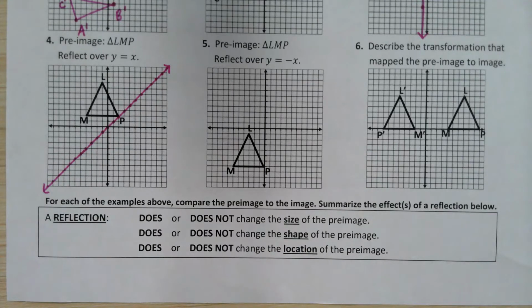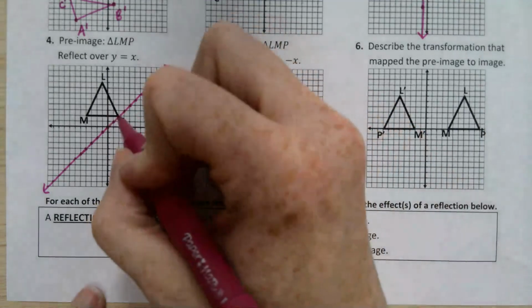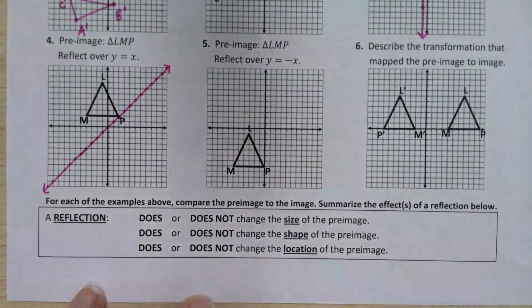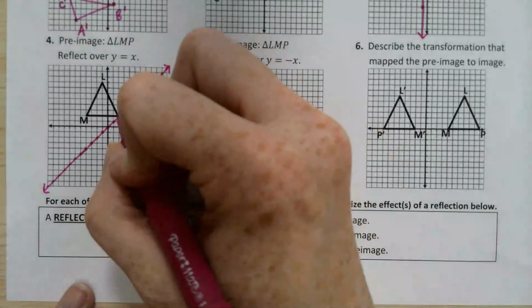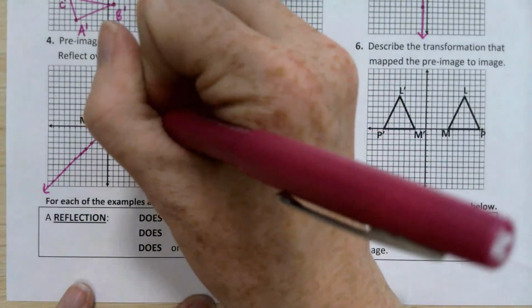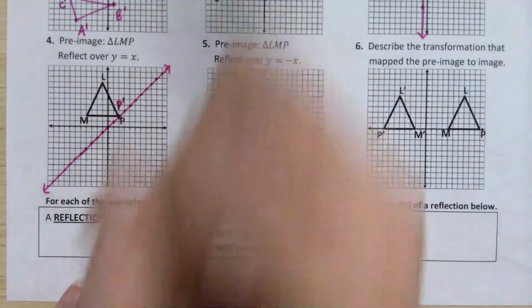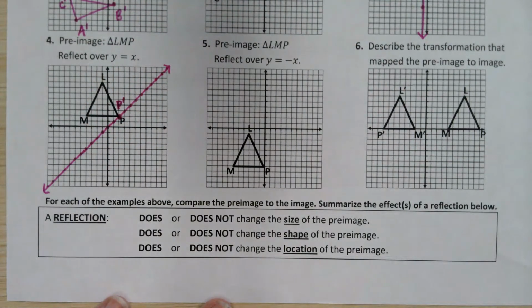Now, something interesting is happening here with point P. P is touching the line of reflection. So it is 0 boxes away from that line, which means that that same exact location is going to be P prime. That point is not going to move when the reflection happens.